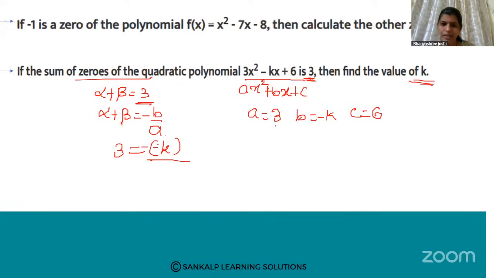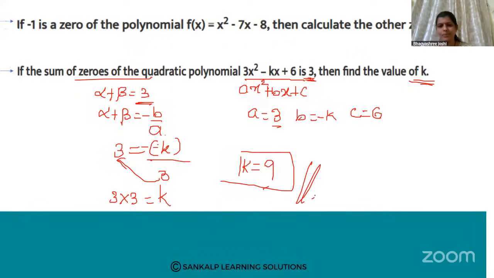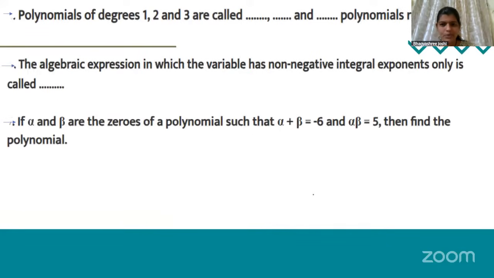Minus k divided by a value is 3. Now transfer this 3 to this side. 3 into 3 is equal to, minus into minus is plus. So k value is 3 into 3 is 9. So k value is 9. Okay. Next one.